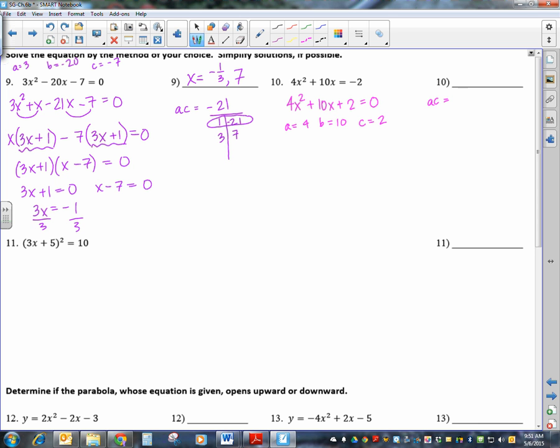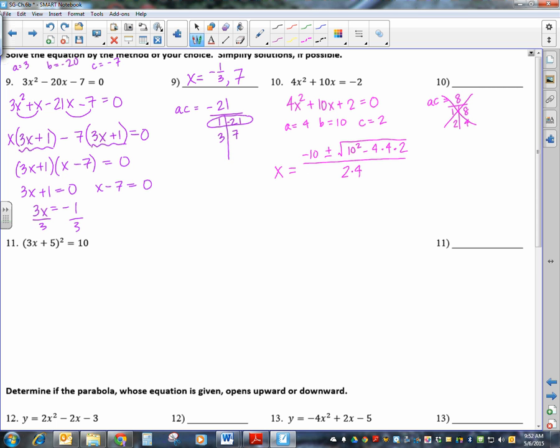So if I come over and I say a times c is 8, and the factors of 8 are 1 and 8 and 2 and 4, and I'm trying to add them together to get 10. 8 plus 1 is 9, and 4 plus 2 is 6. So that means it doesn't factor. So I'm going to use the quadratic formula. x equals negative b plus or minus the square root of b squared minus 4 times a times c, all over 2 times a.